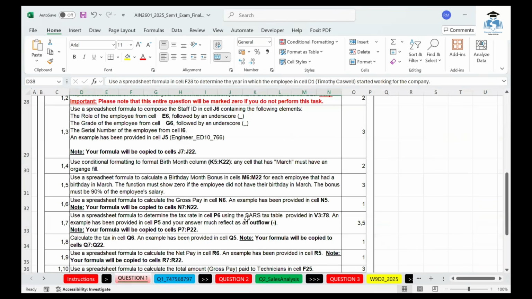Next, use a spreadsheet formula to determine the tax rate in cell P6 using the SARS tax payable provided in V3. An example has been provided in cell P5 and your answer must reflect as an outflow, negative. All right.